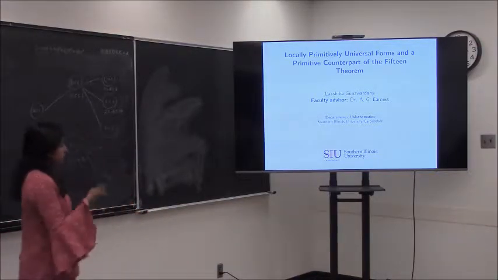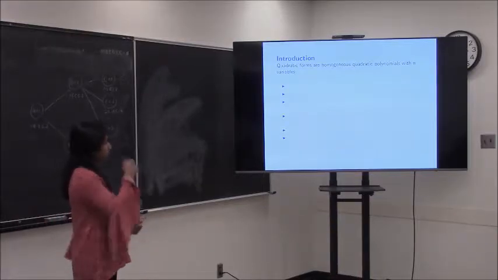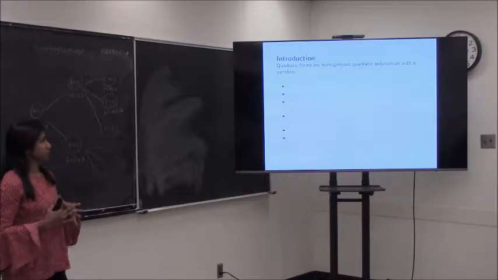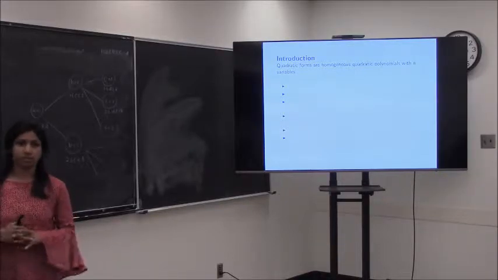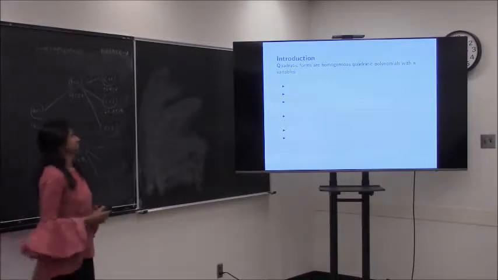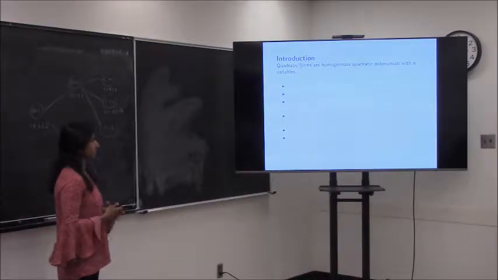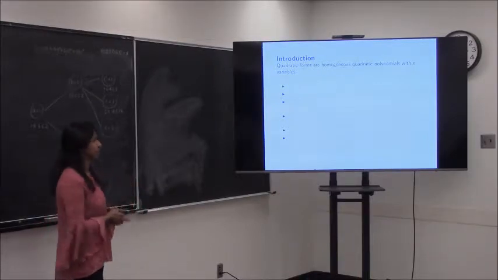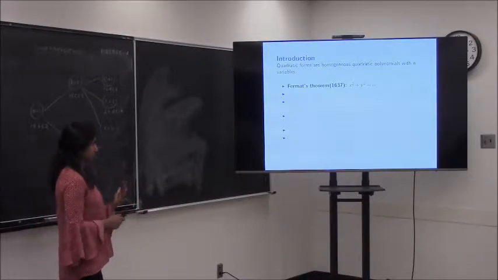So first, let's try to identify what a quadratic form is. It is a homogeneous quadratic polynomial with n variables. By the name, quadratic means degree 2, so you're familiar. There are some famous historical results we can see from quadratic forms.